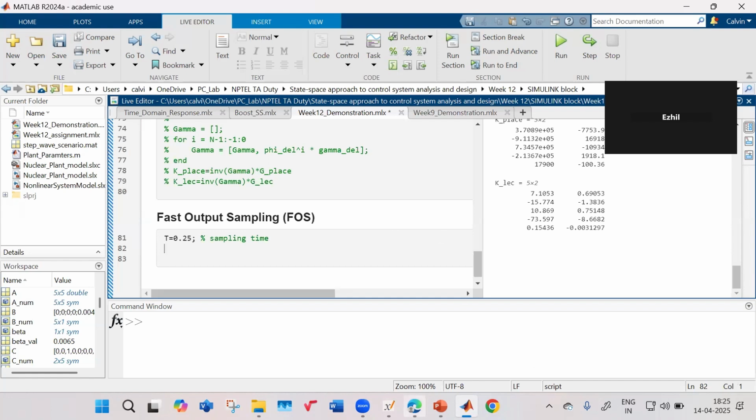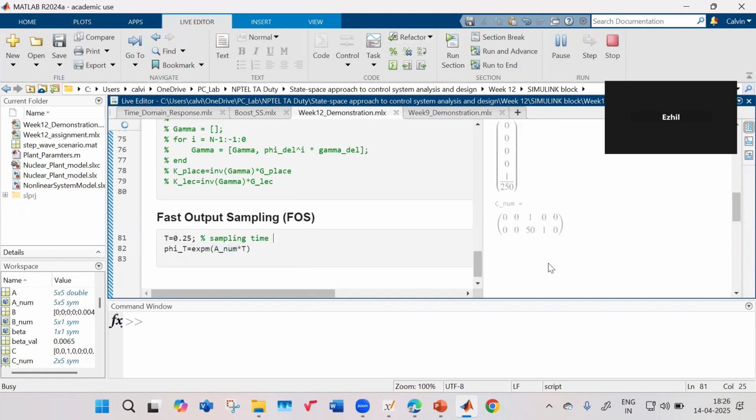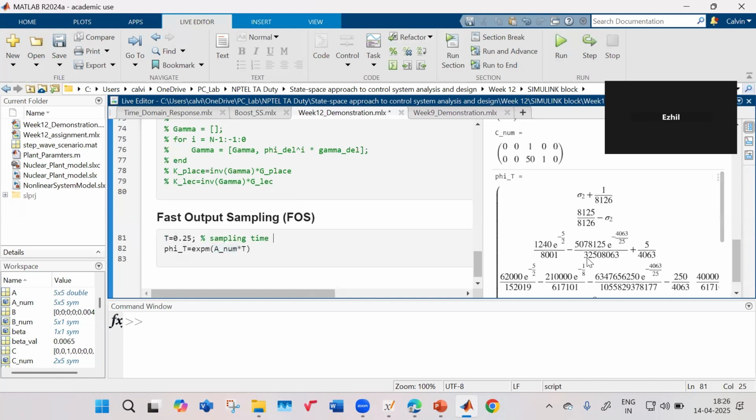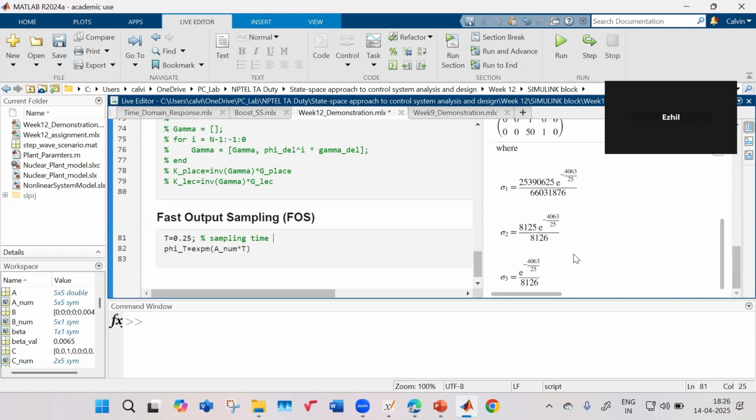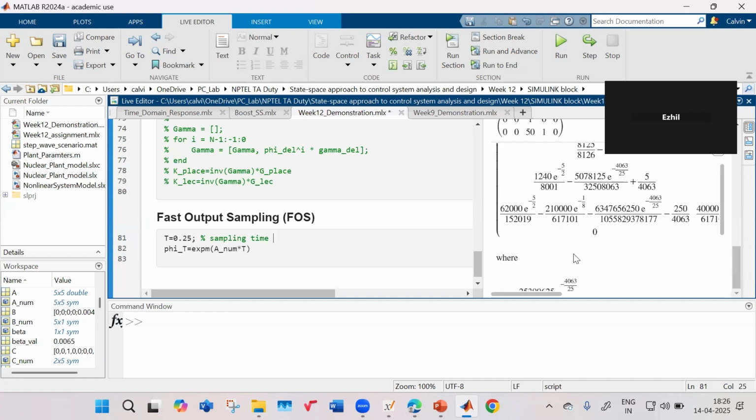Next, we have to find phi of t. So phi of t is equal to expm of A into t. Now this A will be A numeric into t. Let us run this. So this is phi t. It comes out in this expression. If you see, because I'm using the symbolic math toolbox, it comes out in this form.